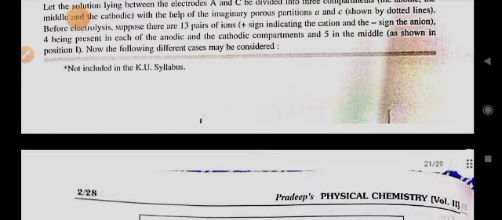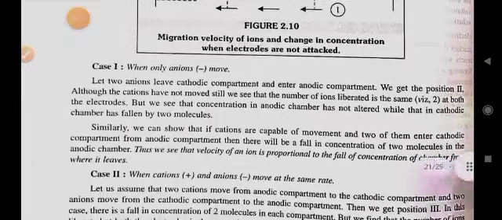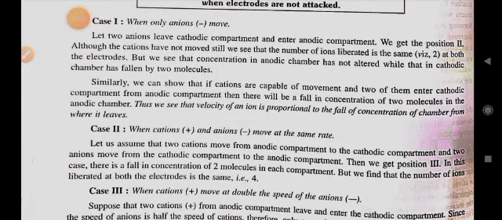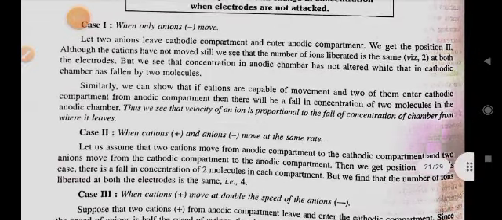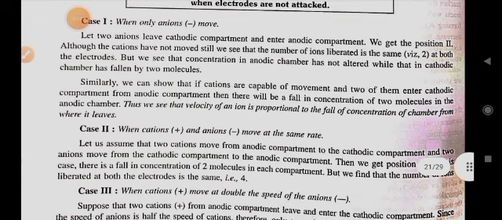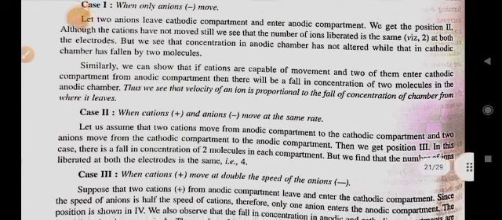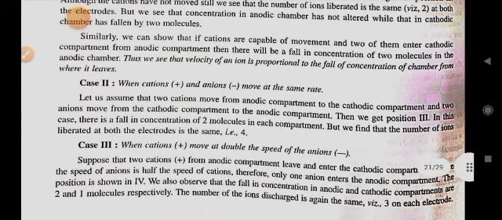Now the following different cases may be considered. Case 1, when only anions move. Let two anions leave the cathodic compartment and enter the anodic compartment. We get position 2. All the cations have not moved. Still we see that the number of ions liberated is the same at both the electrodes, but the concentration in the anodic chamber has not altered, while that in the cathodic chamber has fallen by 2 molecules.